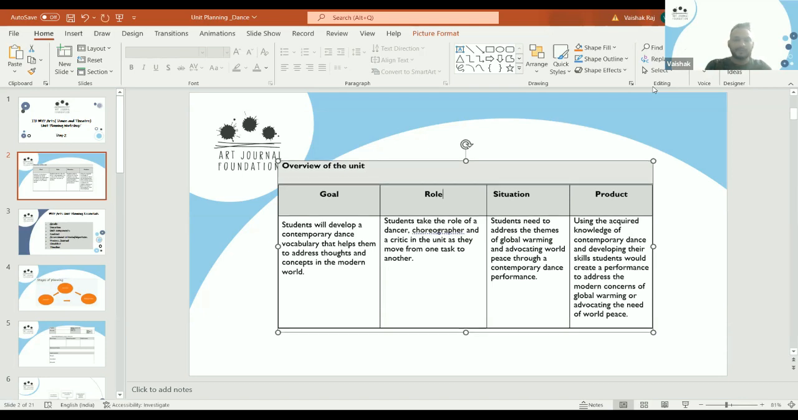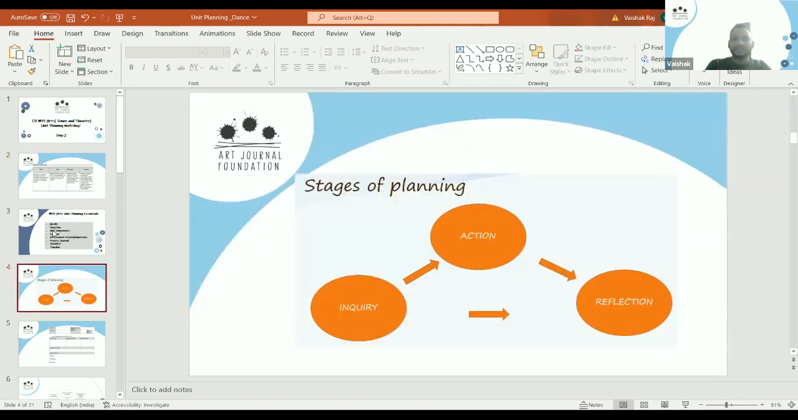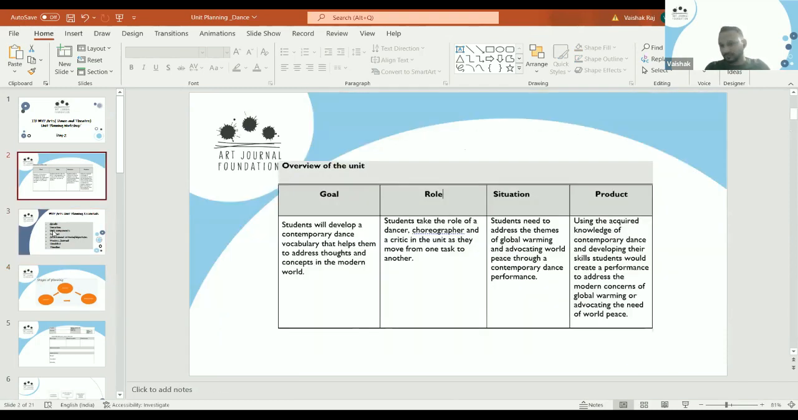But then I actually covered this thing. Like I told, there are three stages: inquiry, action, reflection. So first part we'll go with inquiry. But do this brainstorming always. It helps a lot, because then you will not get confused while you're planning, because you're very clear. Okay, I'm going to teach them contemporary dance. They're going to address global warming or world peace as a choice. They'll make a performance out of it. I'm very clear with that one line. Okay, overview of the unit.